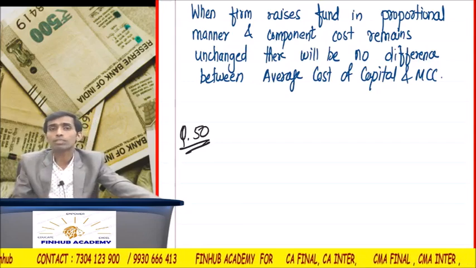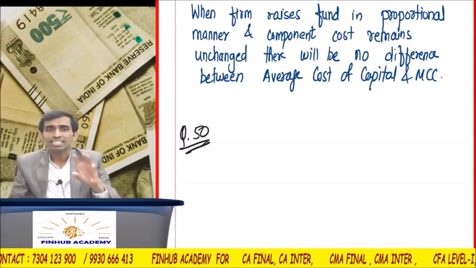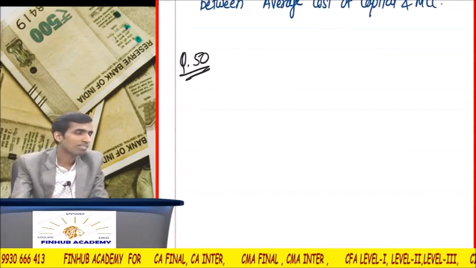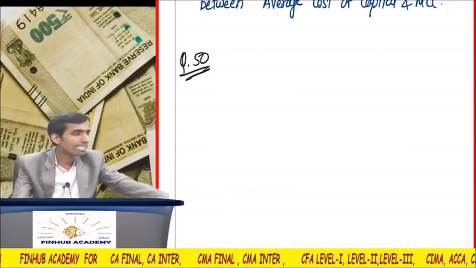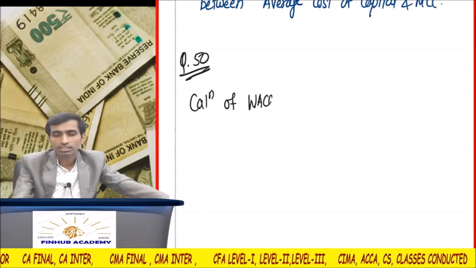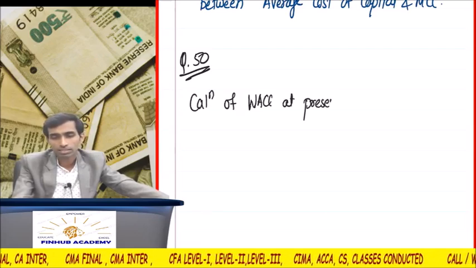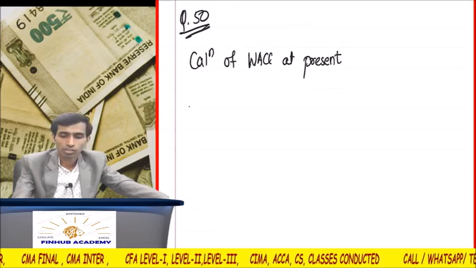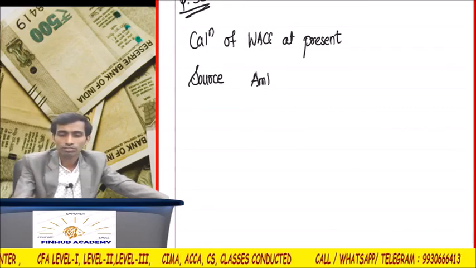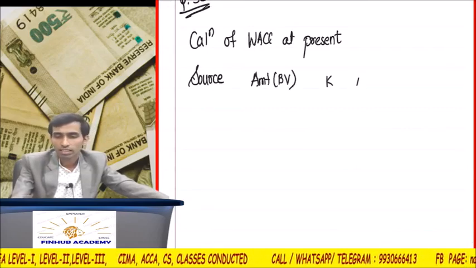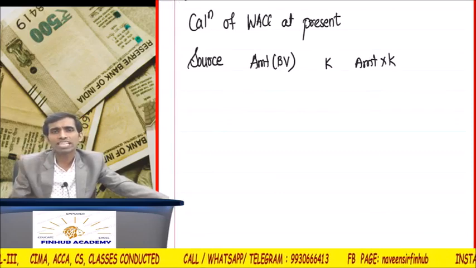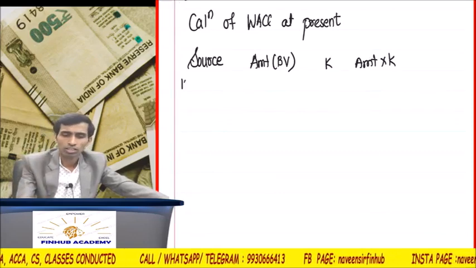First, listen carefully, we'll calculate the current WACC. Let us calculate the current WACC without the additional fund. Please, you can do it. Calculation of WACC at present. Source, amount. This time it is book value. K. Amount multiplied by K. I think this is more convenient, don't you feel? Instead of calculating all those weights. It's your call.